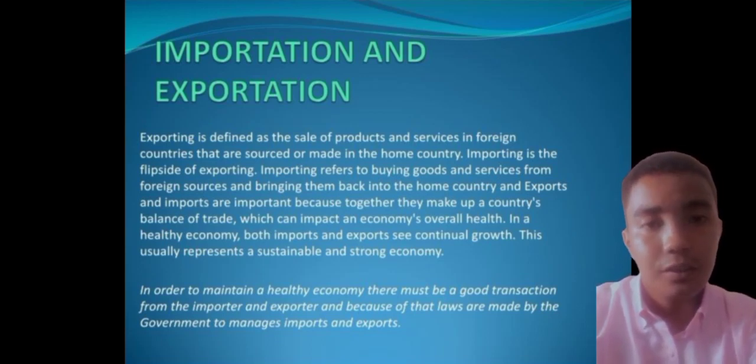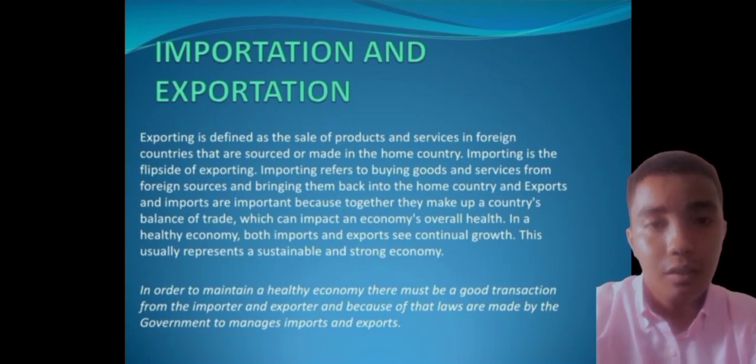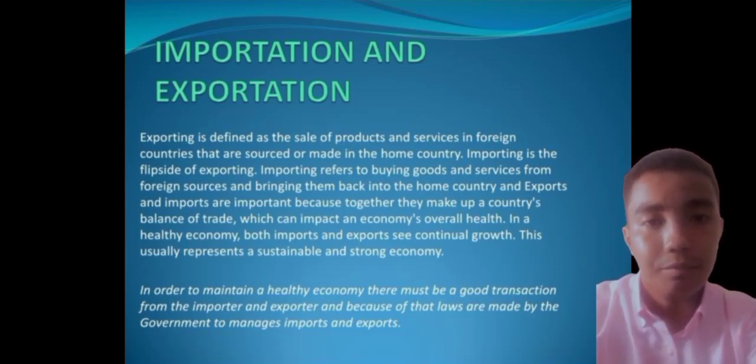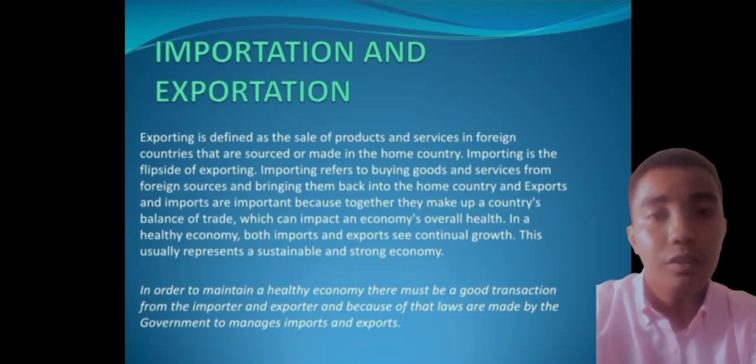Exports and imports are important because together they make up a country's balance of trade, which can impact an economy's overall health. In a healthy economy, both imports and exports see continual growth. This usually represents a sustainable and strong economy. In order to maintain a healthy economy, there must be a good transaction between the importer and exporter. Because of that, laws are made by the government to manage imports and exports.